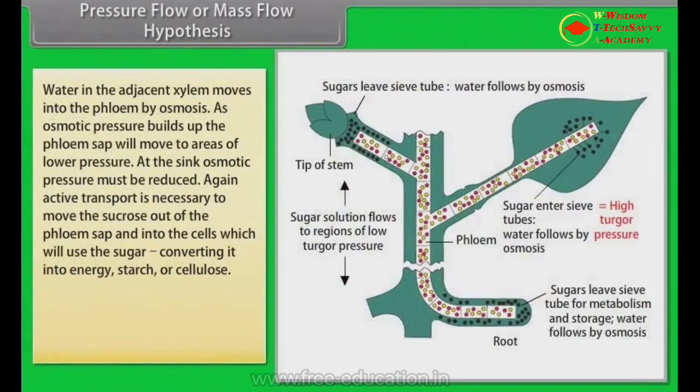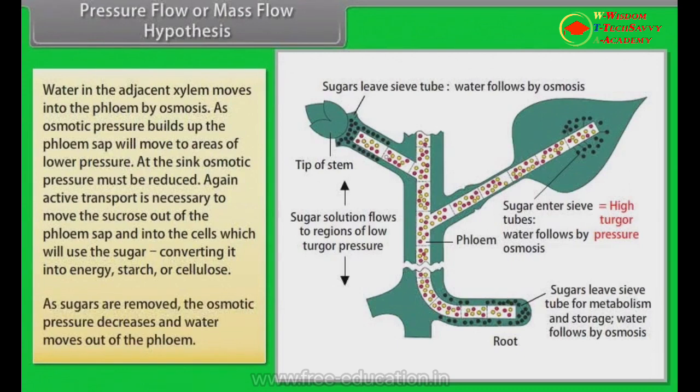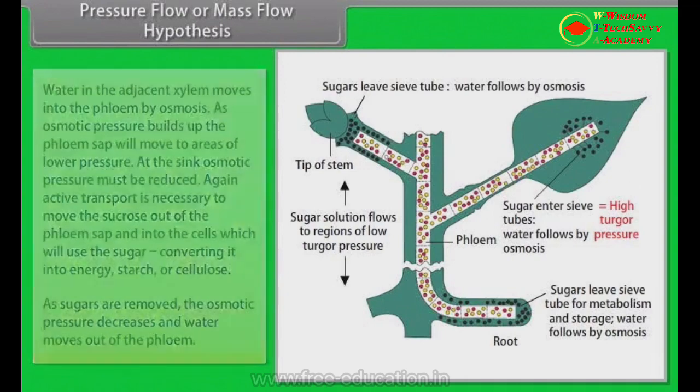Water in the adjacent xylem moves into the phloem by osmosis. As osmotic pressure builds up, the phloem sap moves to an area of lower pressure. At the sink, osmotic pressure must be reduced. Again, active transport is necessary to move the sucrose out of the phloem sap and into the cells which will use the sugar, converting it into energy, starch, or cellulose. As sugars are removed, the osmotic pressure decreases and water moves out of the phloem.